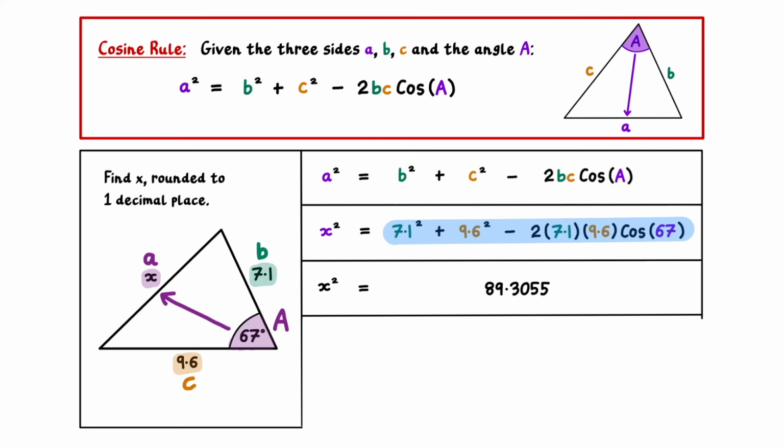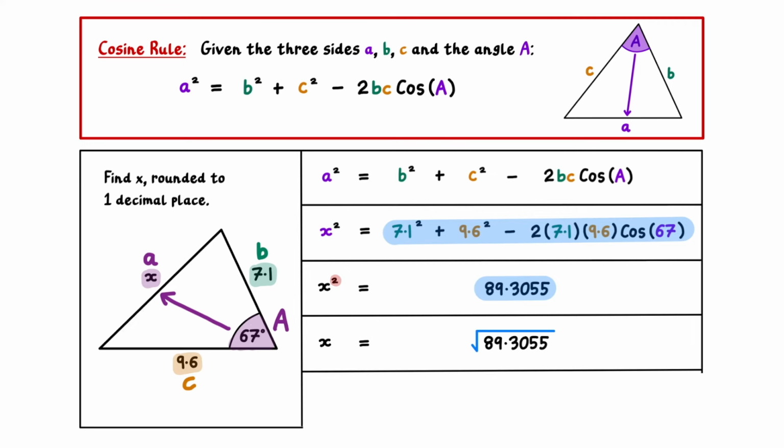This tells us that x squared equals 89.3055. To isolate the x term, all we have to do is remove the square operator. We do this by taking the square root of both sides. When we perform the calculation on the right-hand side, we find that x equals 9.5.